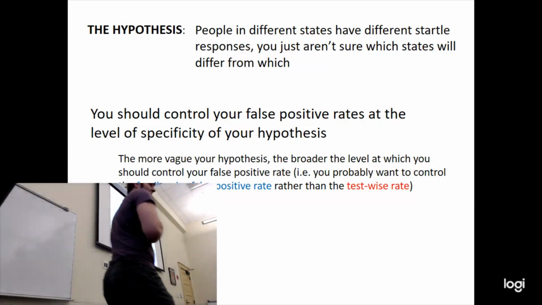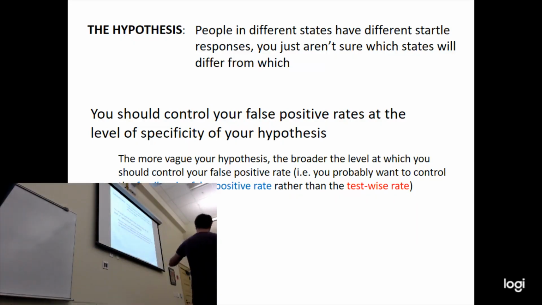So one of the principles I want you to take away from this lecture overall is that if you are in a situation where your hypothesis is vague, part of that vagueness means that lots of different things could bear on that hypothesis, and you might have to think about the set of possible results that could bear on your hypothesis rather than one specific one.